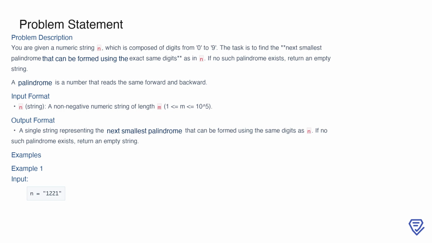A palindrome, as a reminder, is a number that reads the same forward as it does backward. For example, 121 or 3443 are palindromes. The input will be a non-negative numeric string of length between 1 and 100,000, and the output should be a single string representing the next smallest palindrome, or an empty string if no valid palindrome can be formed.